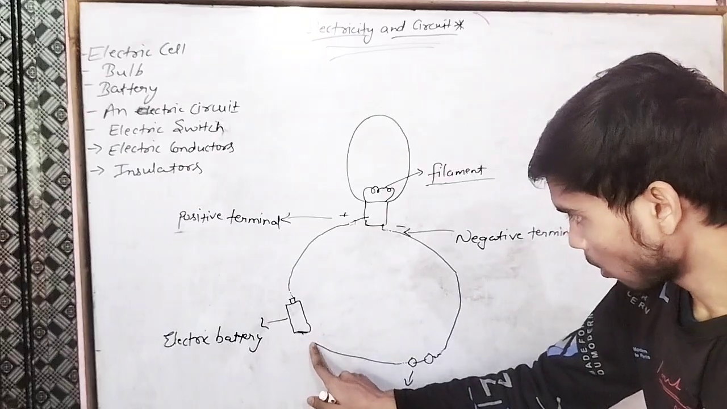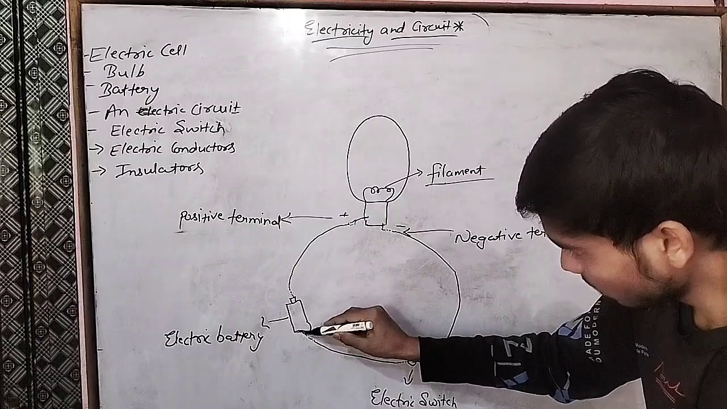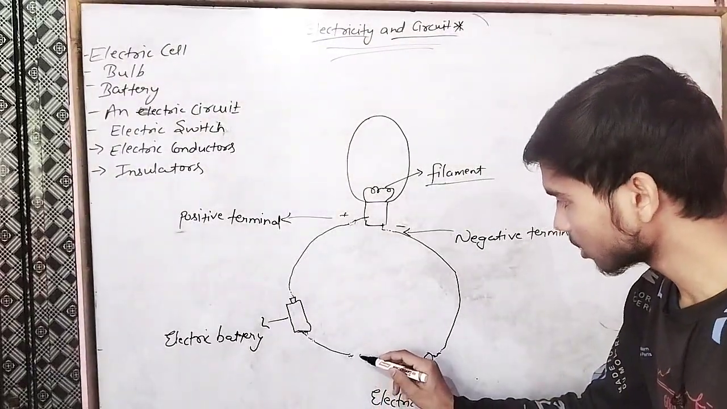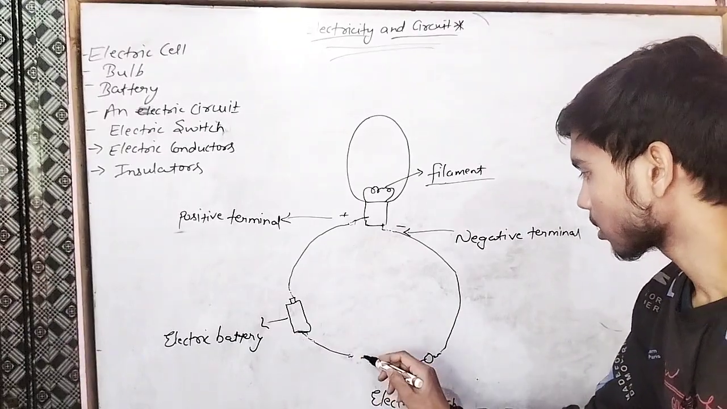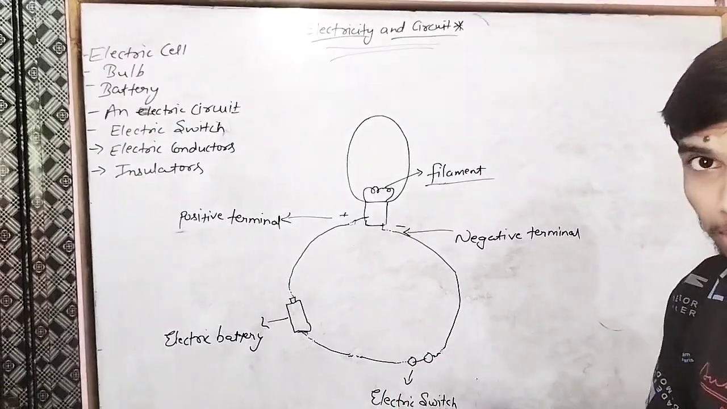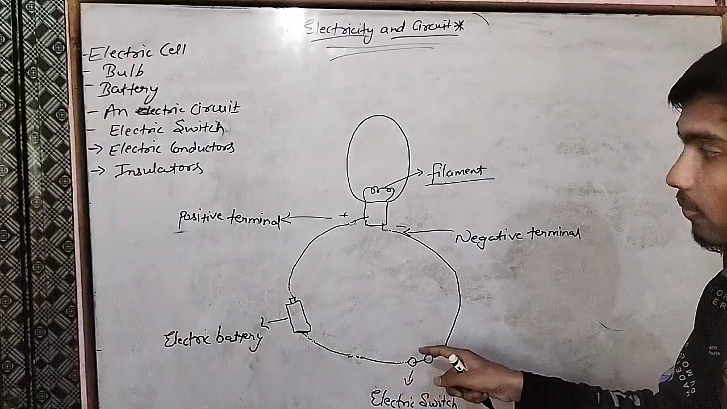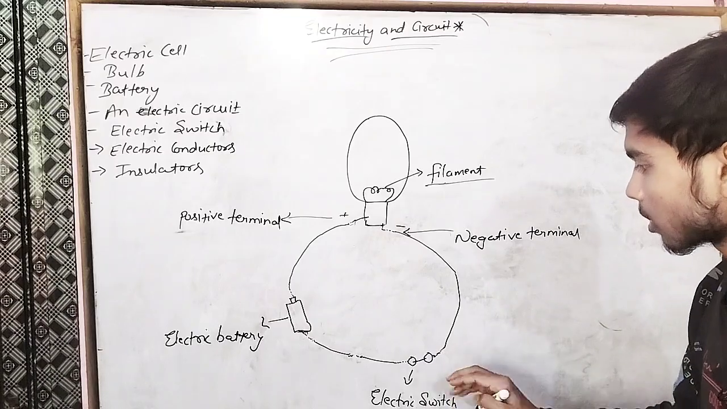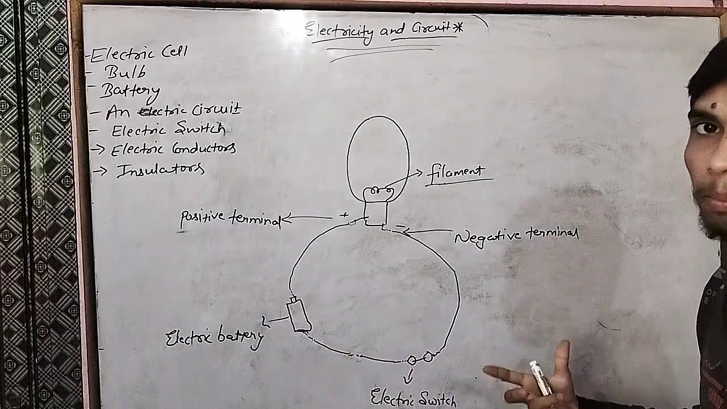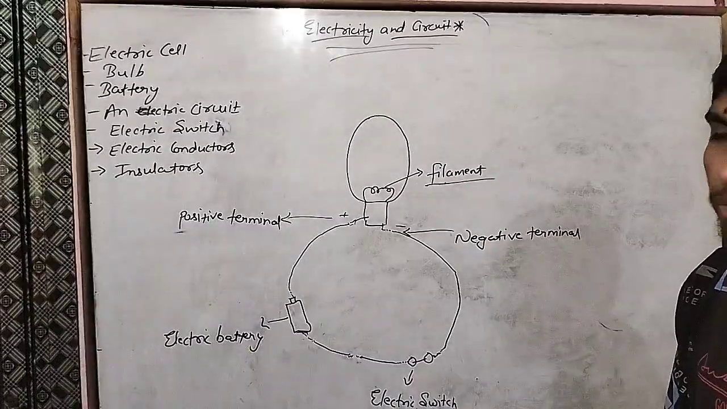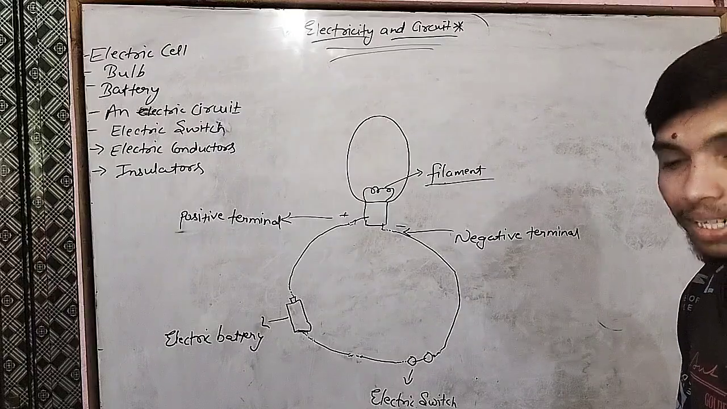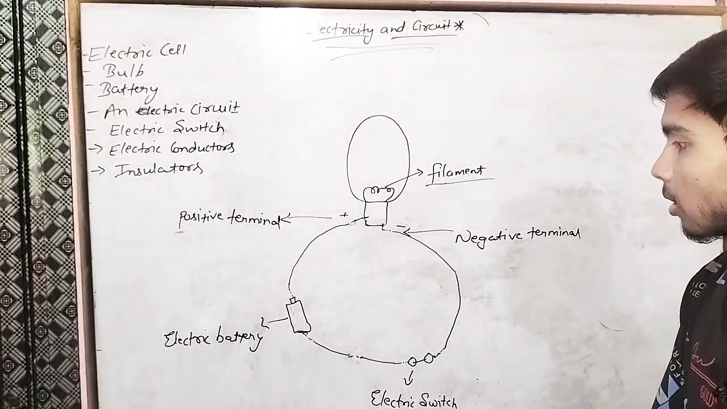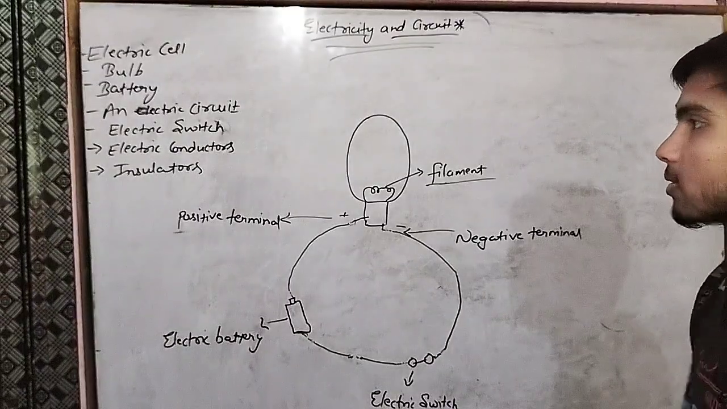If we see a gap between wire, a broken wire, if we see a broken wire in an electric circuit, then it will be known as an incomplete circuit of electricity. It will be known as incomplete because the wire is broken. Okay. Now it will be known as an incomplete circuit.